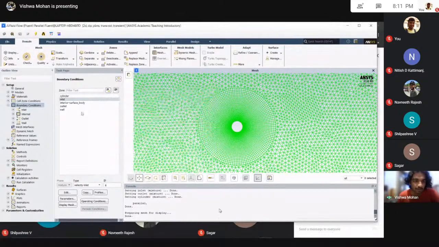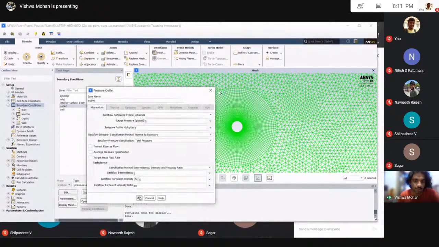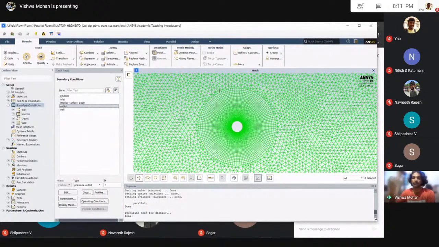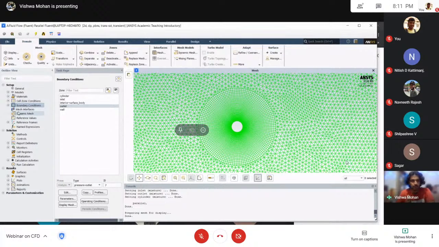Okay, and then outlet, basically we go for zero pressure. You see here, zero pressure, gauge pressure zero. So anything above it will be positive, anything below it will be negative. So done with this. Done. Just neglect these because they are talking about mesh interfaces. If you have two things in the domain and you want to talk about how the interfaces are coming together, you need to bother about it.